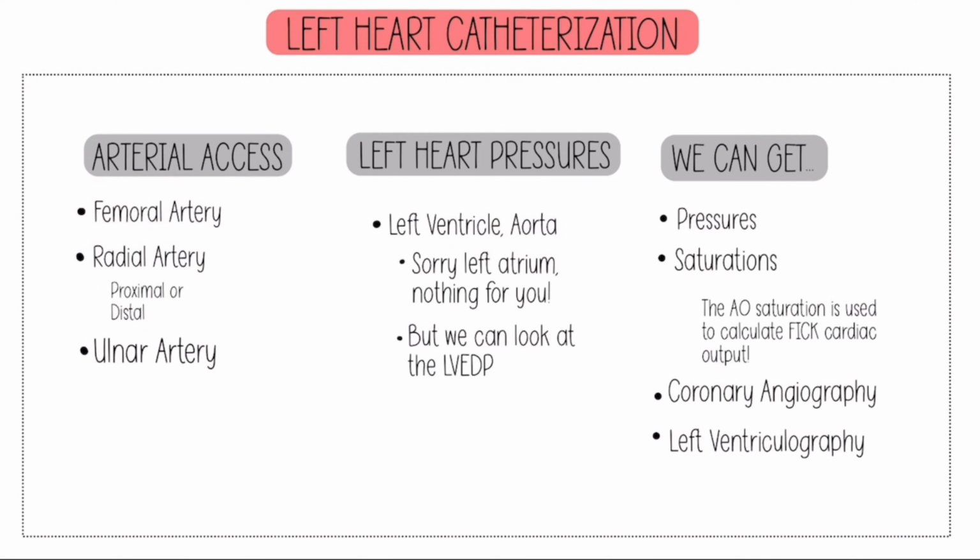We could evaluate the aortic valve, right? Aortic valve area, by checking for a gradient between the left ventricle and the aorta, because between the two of those is the aortic valve. If your patient is going for a TAVR, transcatheter aortic valve replacement, or even a surgical valve, they're going to have this first to evaluate that aortic valve area invasively versus just estimating off of an echo. And sorry, left atrium, nothing for you.